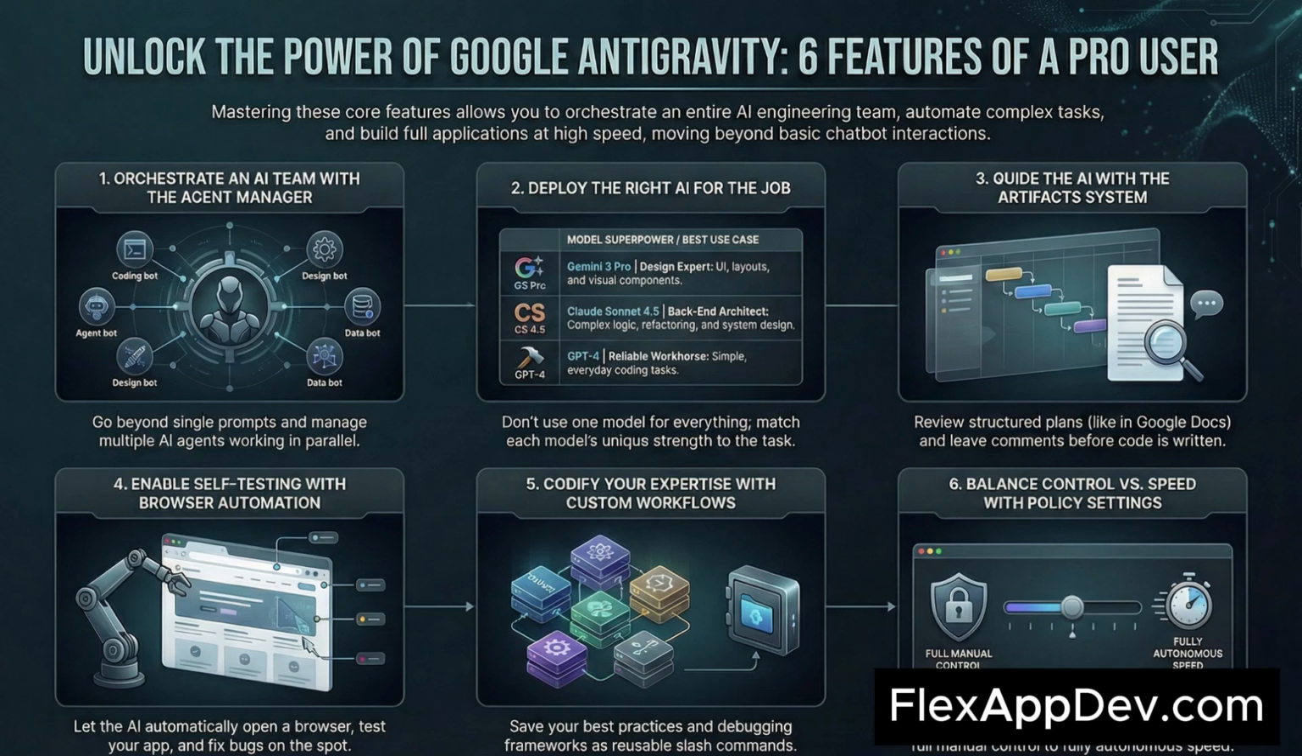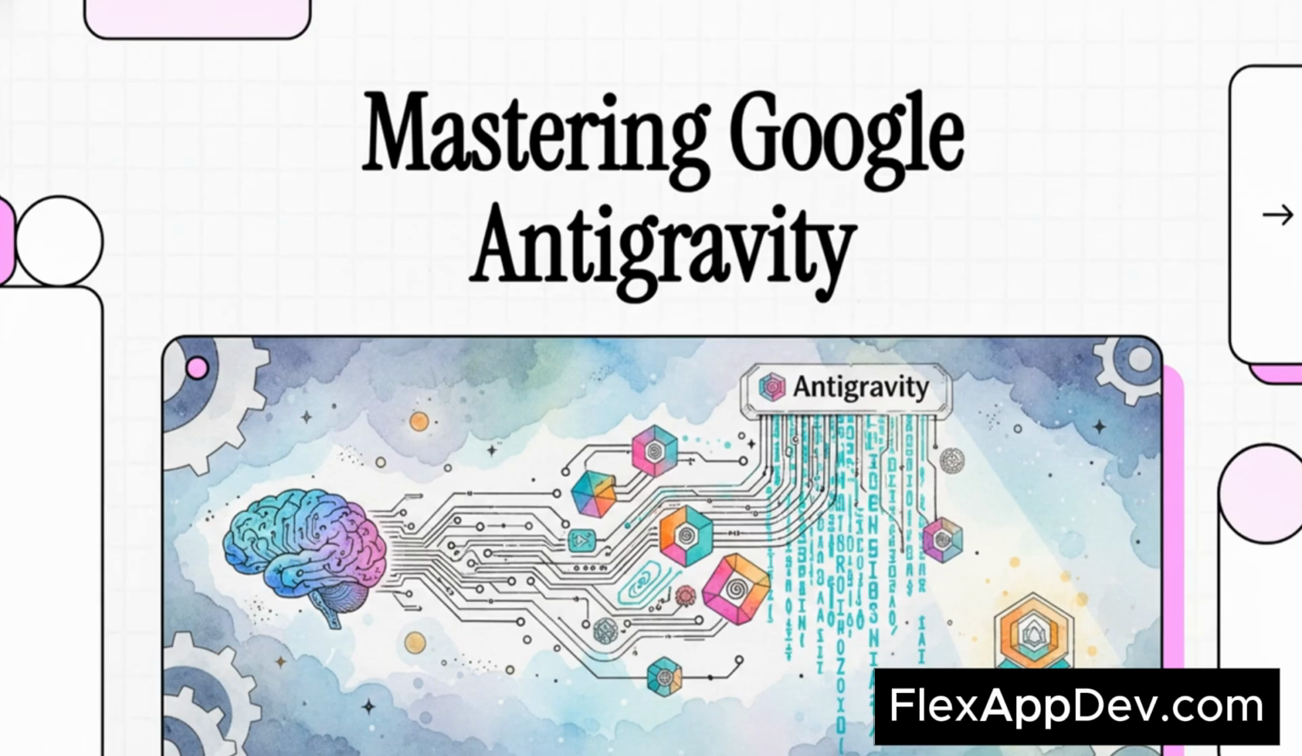Welcome to the Explainer. Today, we're diving into Google's powerful AI coding assistant, Antigravity. Now, this tool is becoming way more common, but there's this massive gap between how most people use it and what it can really do. We're going to pull back the curtain on the features that separate the casual user from the absolute pro.